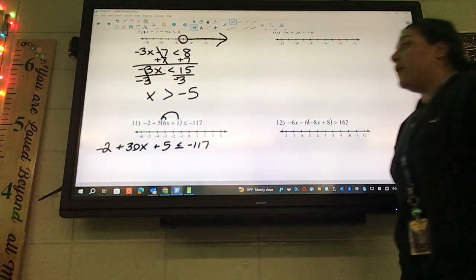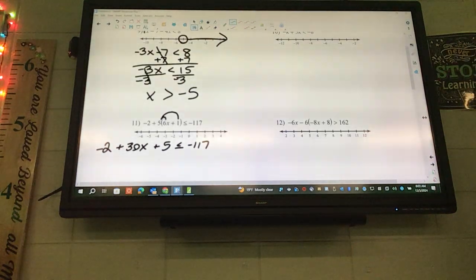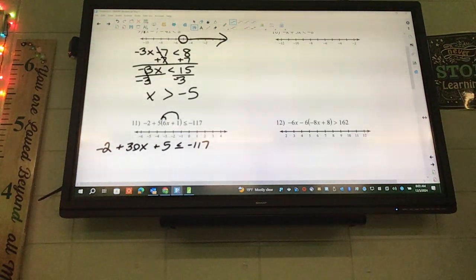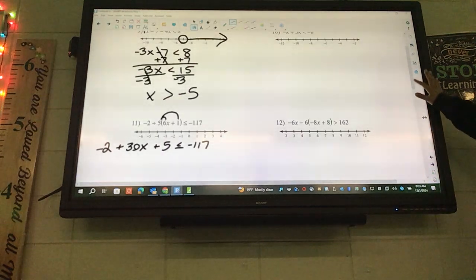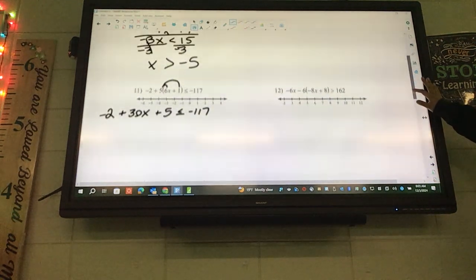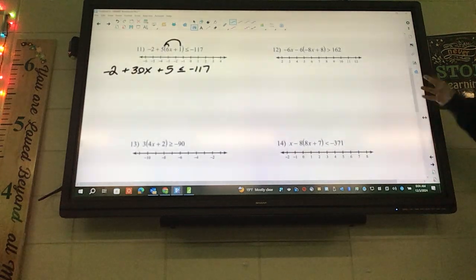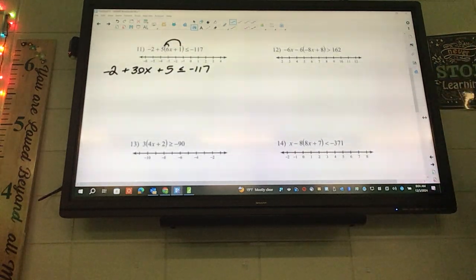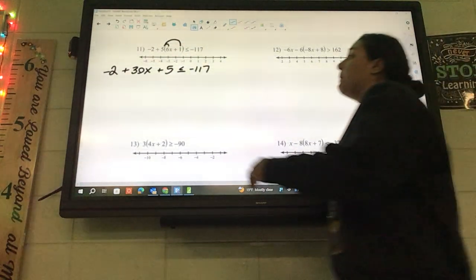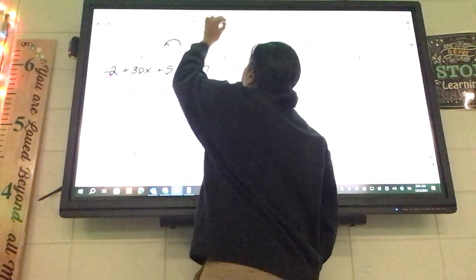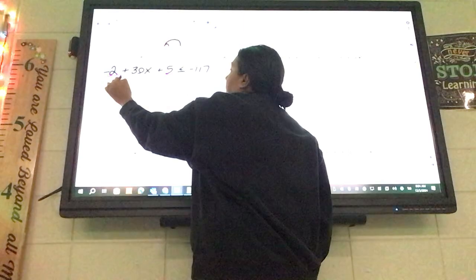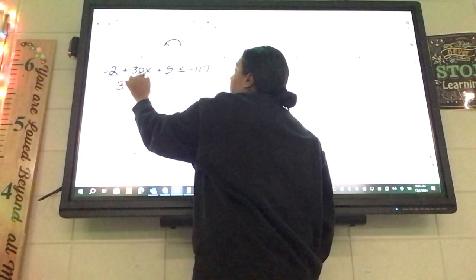Okay, so we did step 1. Step 2 is, can we combine the -2 and the 5? Okay, and again, what I'm looking for is a couple, a kid, and a babysitter. So we need 3 pieces. Okay, so -2 and a 5, these two can get put together, and that's going to give me a 3. So we get 3 plus 30x.